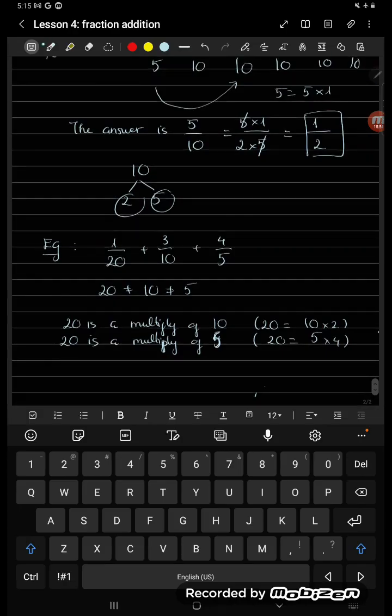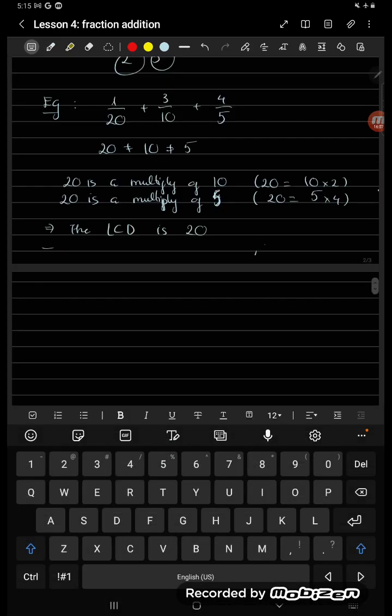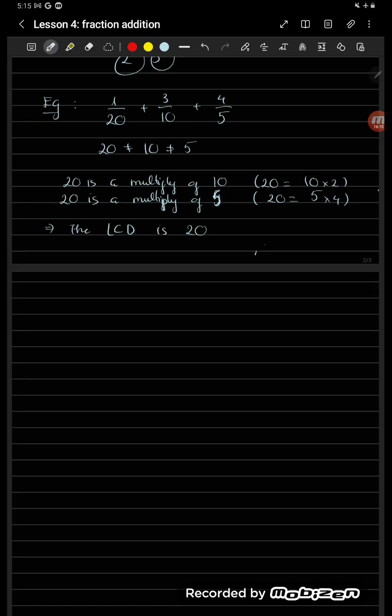So that's why the least common denominator is 20, the biggest denominator among the others. Now we already know the least common denominator is 20. So it means 1 over 20, we do not have anything to work on it, so just keep it unchanged. Now we only need to worry about 3 over 10 and 4 over 5.